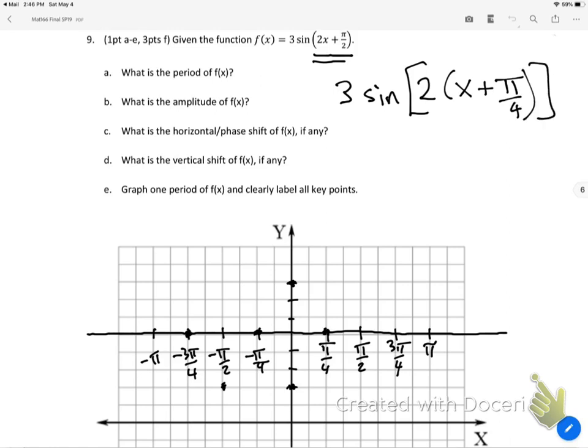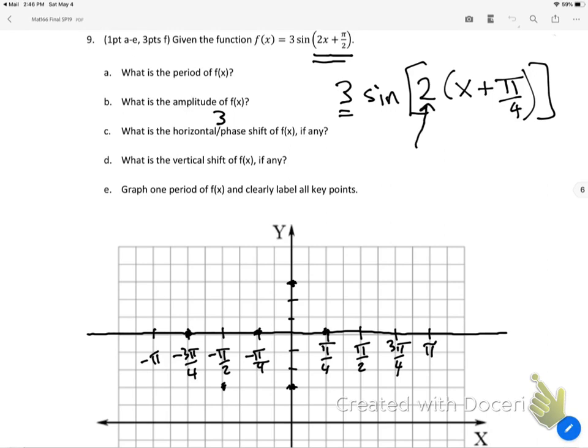Think about that if you do the distributive law: 2x plus 2 pi over 4, which is pi over 2. Now, this is how we look at it when we're going to graph. Look at section 5.4 if you need to. This is the amplitude. Straight away, I've got an answer.